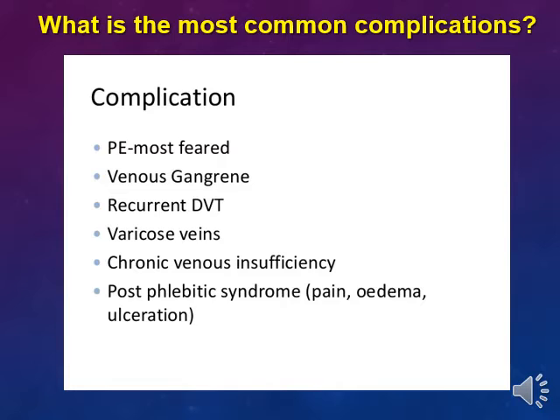For the late or chronic complications: recurrent DVT, varicose veins, chronic venous insufficiency, or post-phlebitic syndrome, which presents with pain, edema, and color changes. And the most noxious complication is ulceration due to obstruction, or high regurgitation after recanalization of the deep venous system.